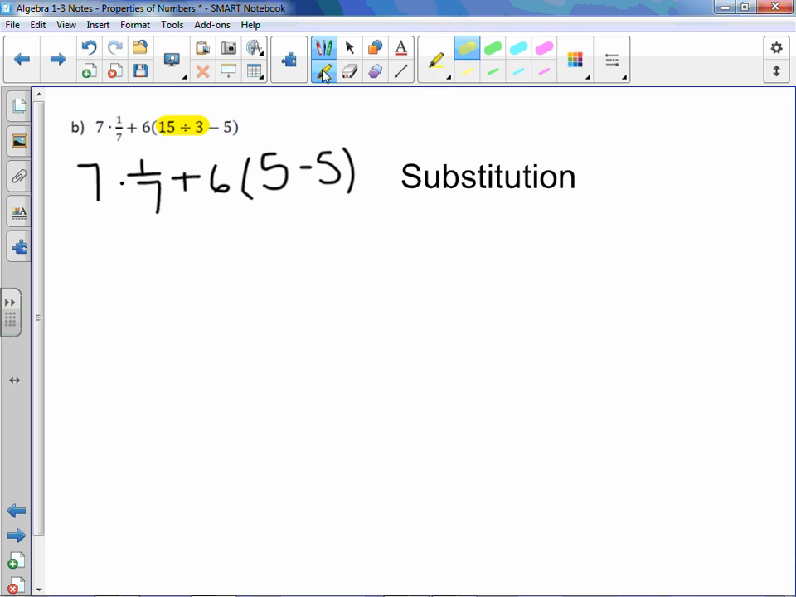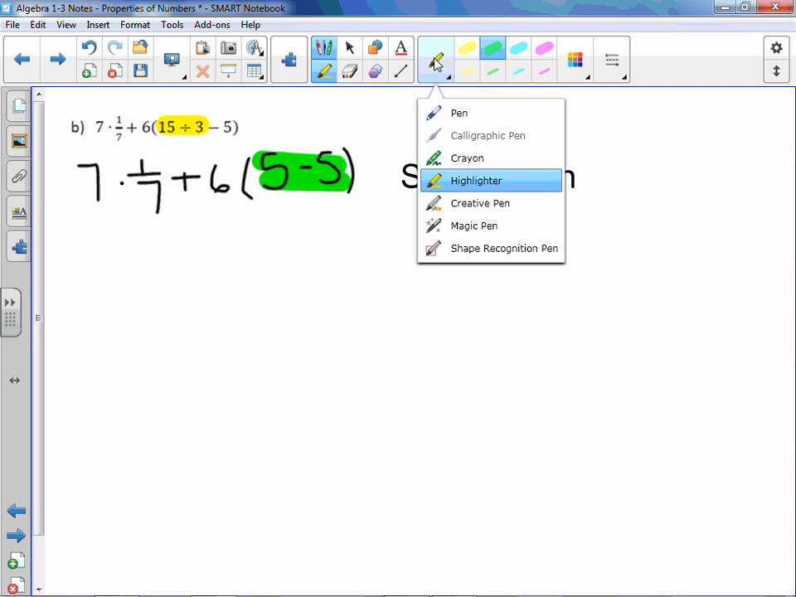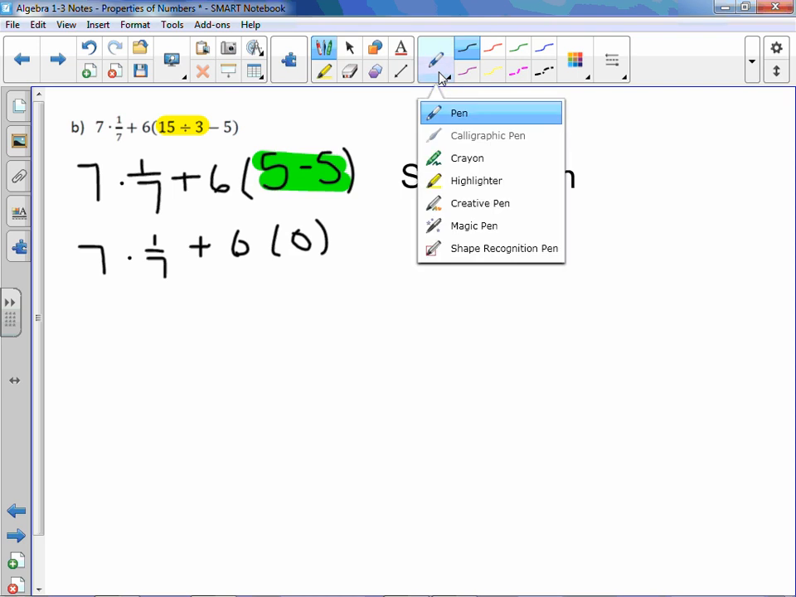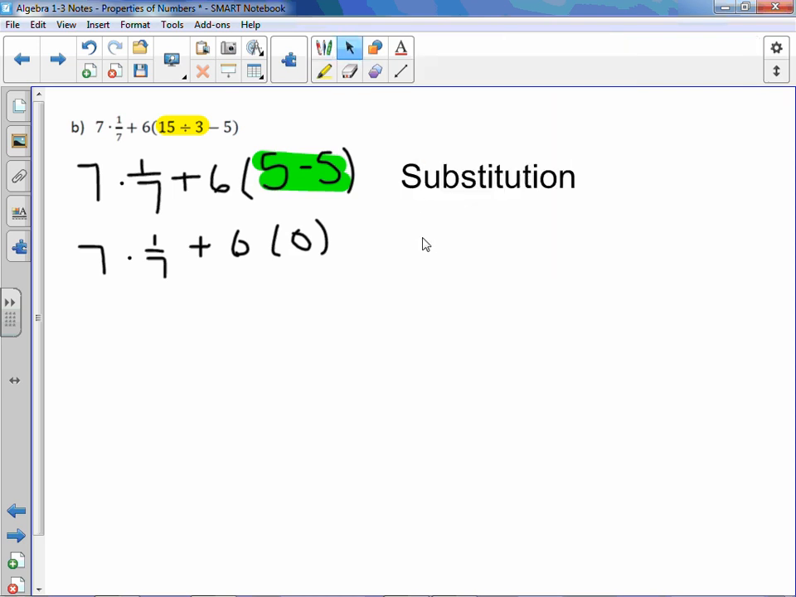We still have parentheses to take care of. We have 5 minus 5 in parentheses, which is 0. So 7 times 1/7 plus 6 times 0. And again, that's an additive identity. We can rewrite this 5 minus 5 as 5 plus negative 5. I'm sorry, not identity, inverse. So that's an additive inverse.